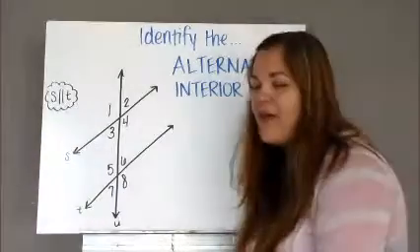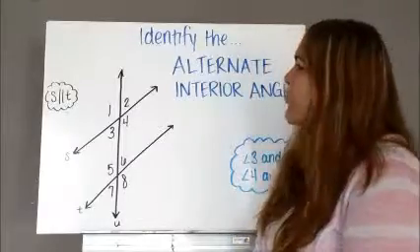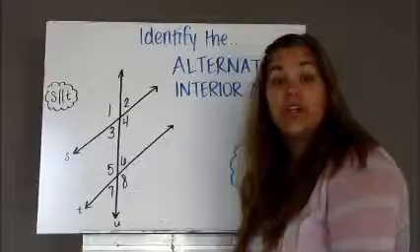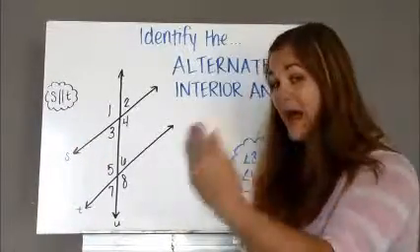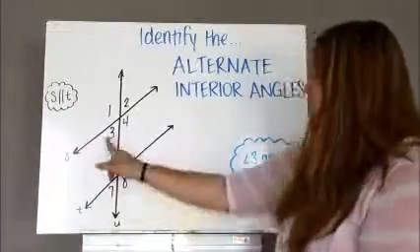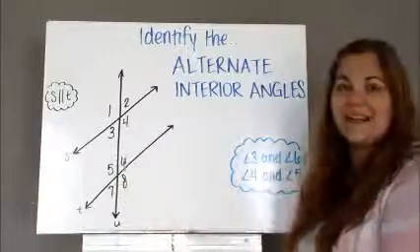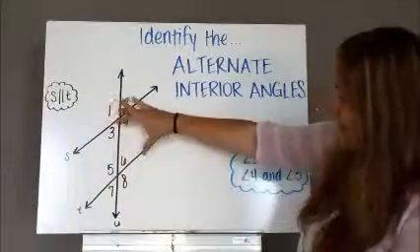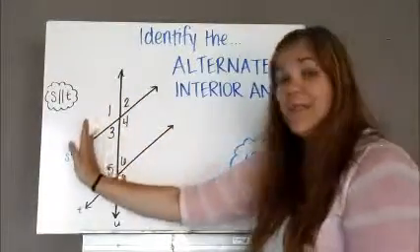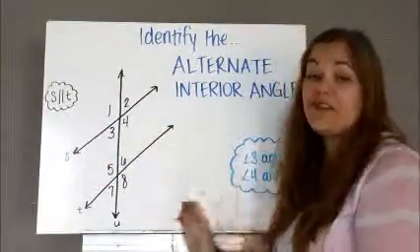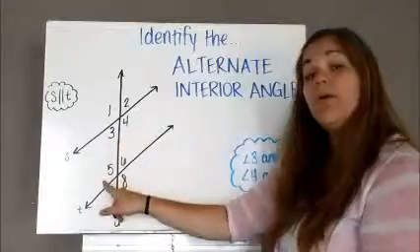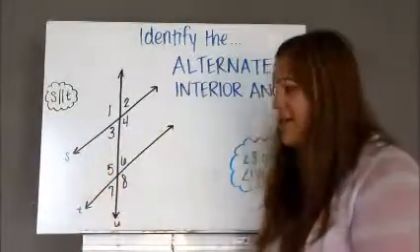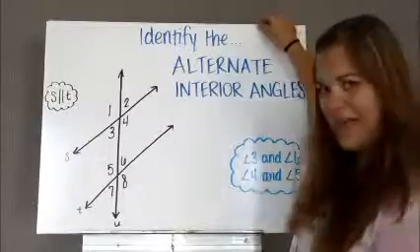Did you find them? Well, let's check and see. So we're identifying alternate interior. So that means we're looking inside those parallel lines on opposite sides of the transversal. So 3 and 6 were one pair, 4 and 5 were the other pair. They're inside the parallel lines, opposite sides of the transversal, but you have to make sure that when you have, like, 4 and 5, one of them is on one parallel line, the other is on the other parallel line. Good job so far.